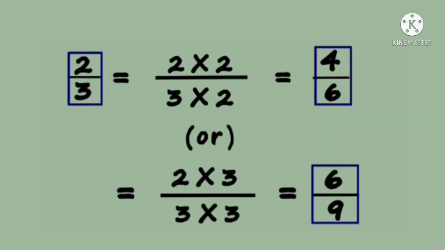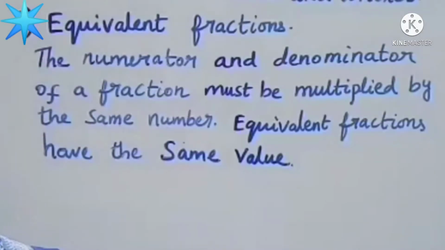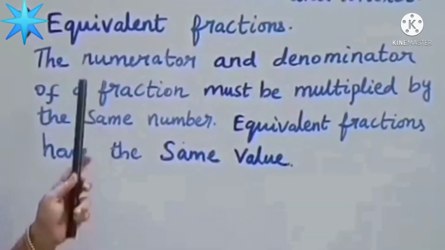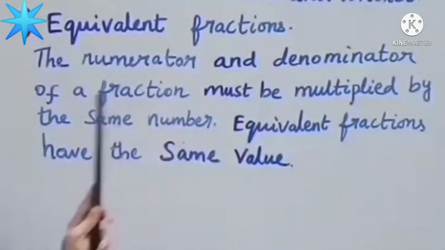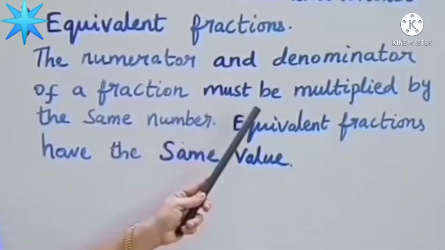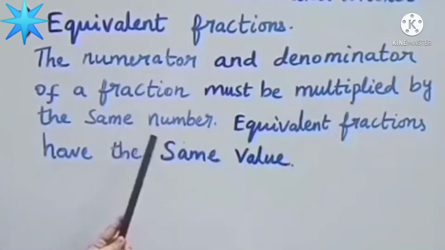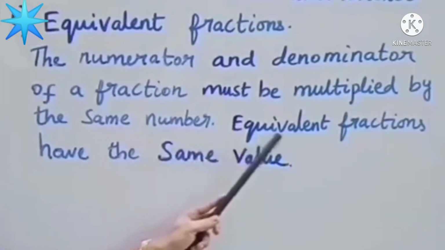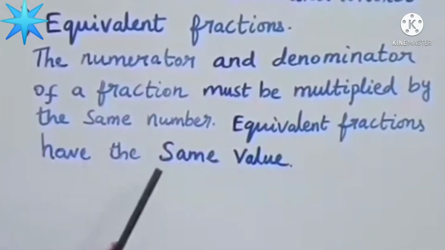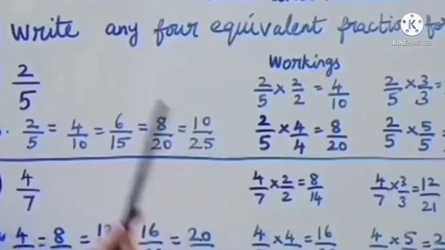We can also multiply the numerator and denominator by 3. We get 6 by 9. All these fractions have the same value. Equivalent fractions: the numerator and denominator of a fraction must be multiplied by the same number. Then equivalent fractions have the same value.